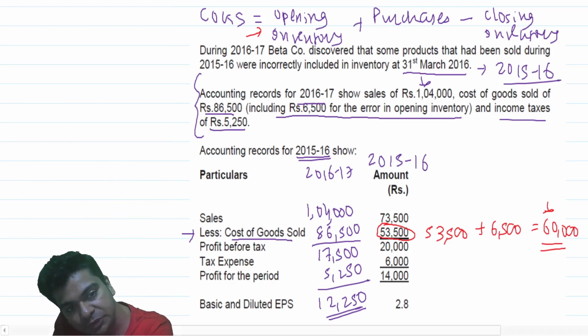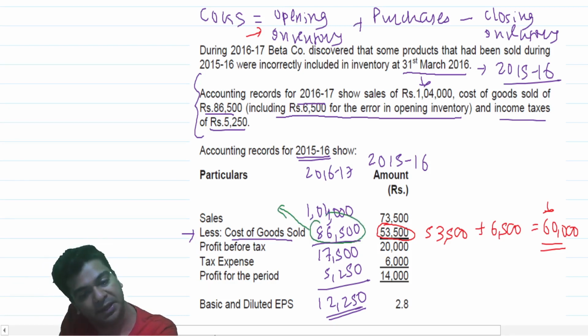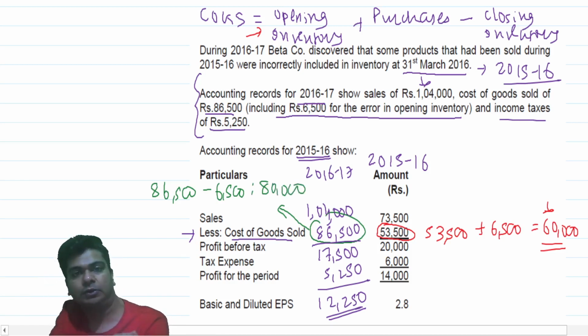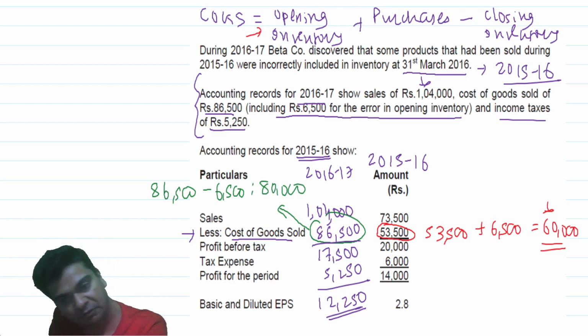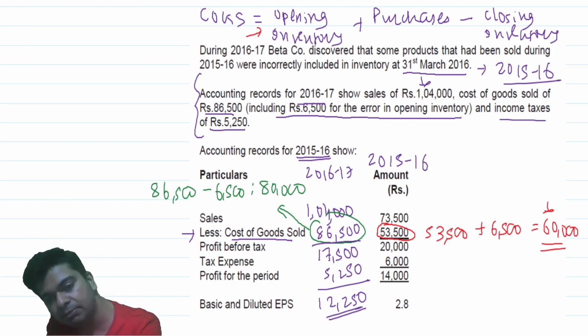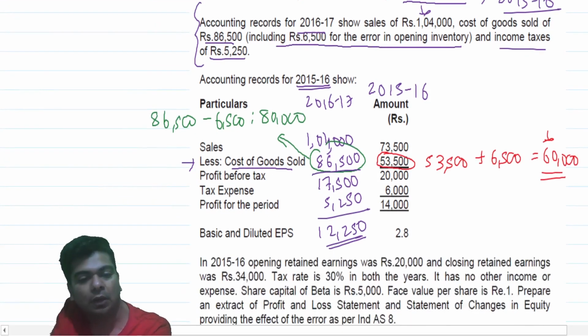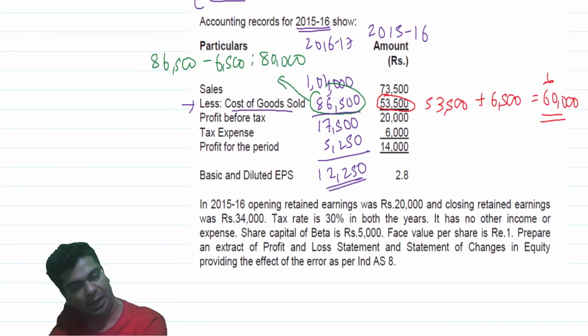Here the cost of goods sold is 86,500. This 86,500 will be reduced by 6,500 and hence the figure will become 80,000. Getting it? The figure for 2016-17 will be 80,000 while the restated figure for the previous year will be 60,000. Everything else will fall in place because your cost of goods sold is the figure that needs to be changed. Okay, they have also calculated basic and diluted EPS, fine.